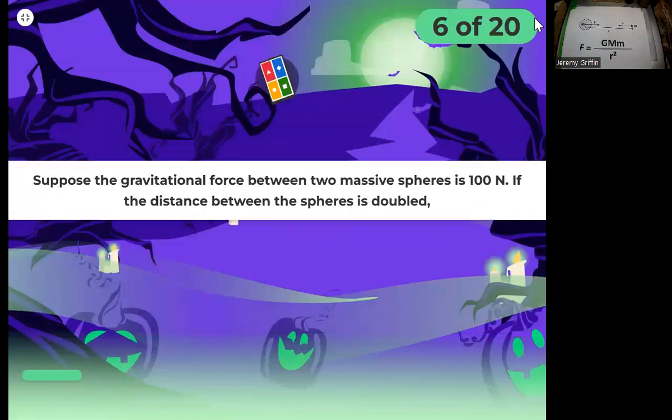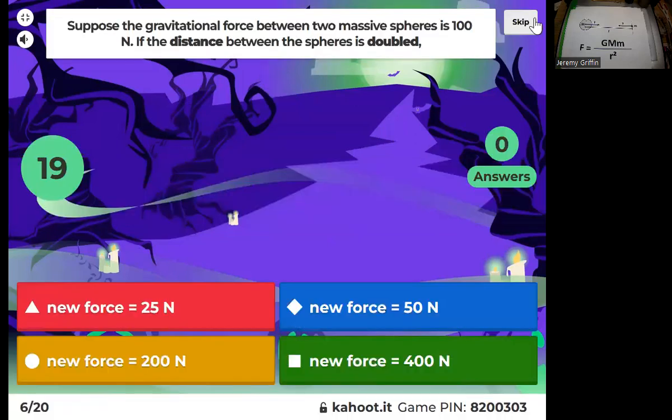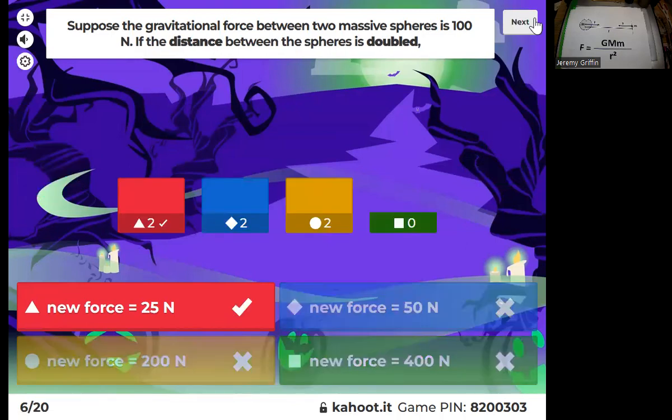Suppose gravity force is 100 newtons. If the distance is doubled, yeah, we're down to a quarter of the original force. This is because of the inverse square law. So if the original force is 100 newtons, a quarter of that is only 25 newtons.